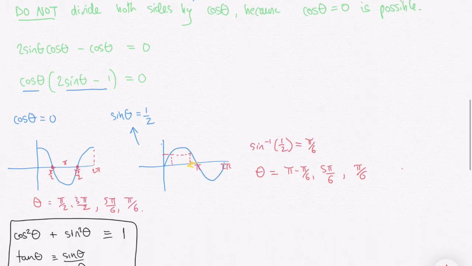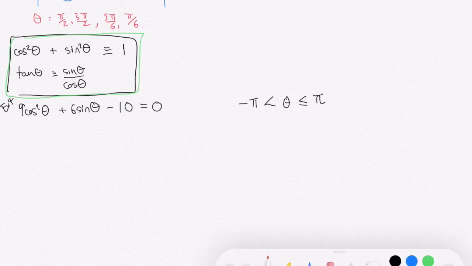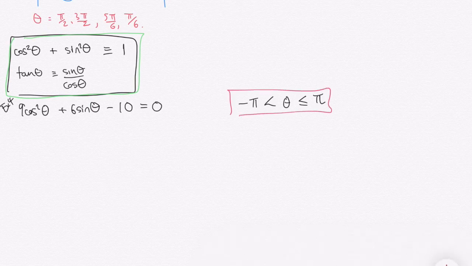Right, let's get a little bit more complicated now. So before we look at example 4, I'm going to remind you of these two important identities, and you need to be on the lookout to use these. So here, in example 4, we've got 9 cosine squared theta plus 6 sine theta, subtract 10 equals 0. And notice that we're being a little bit tricky here, because now we want solutions between minus pi and pi. Okay, well, how are we going to handle this?